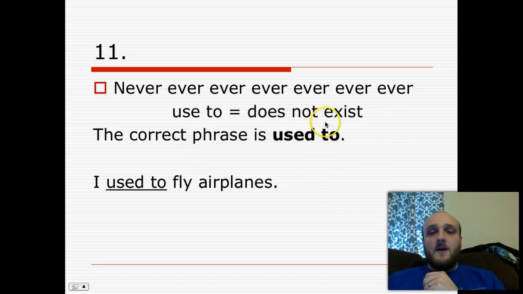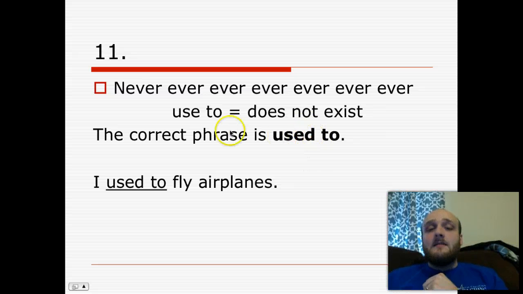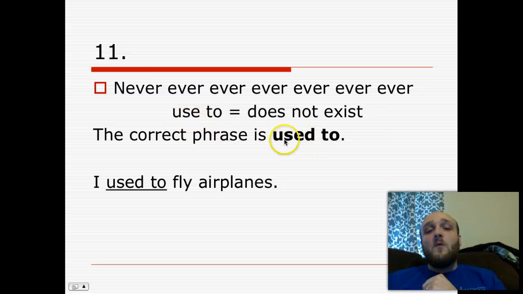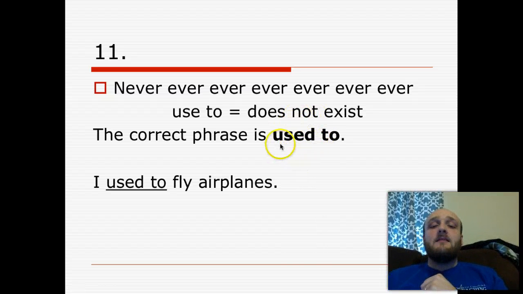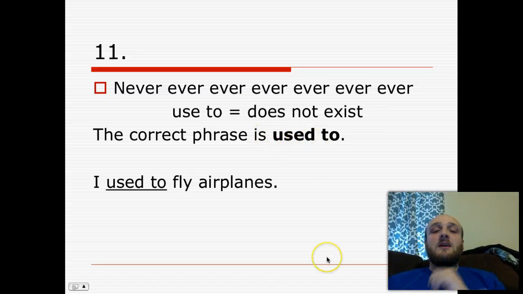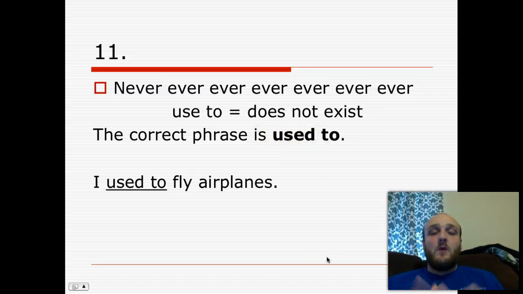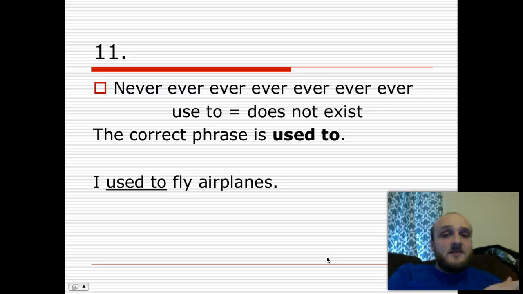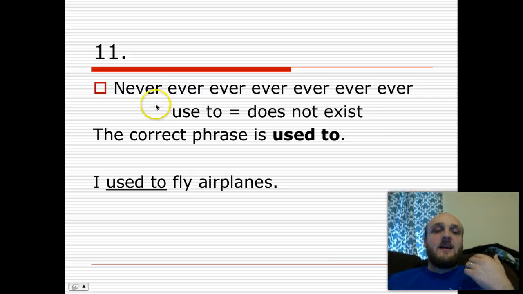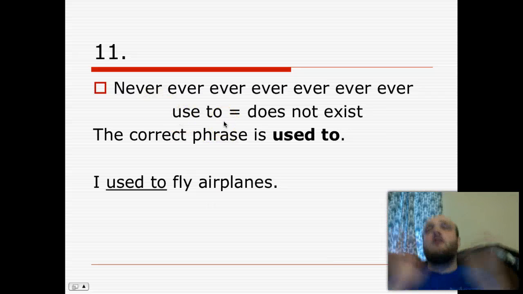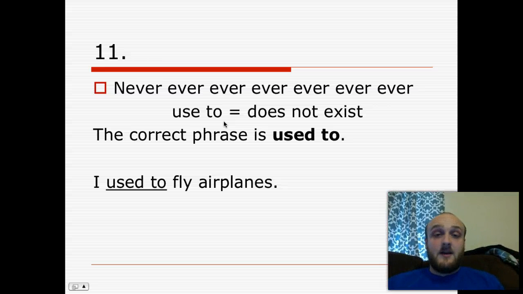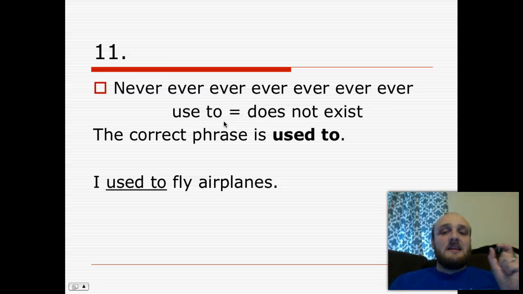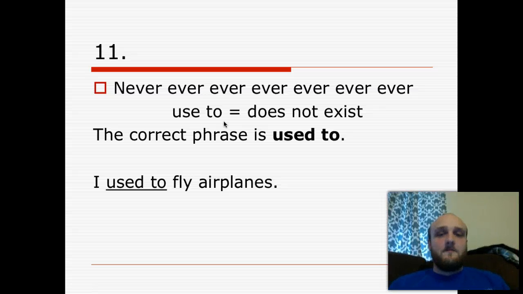Used to. Okay? That ed on the end of that changes the form of the verb and turns it into a past participle. What that means is that it changes the place and time that you're talking about what you did. Okay? I used to fly airplanes. If you say "I use to fly airplanes," it's grammatically incorrect. It does not exist. Okay? Always make sure that you're using ed, used to. Okay?